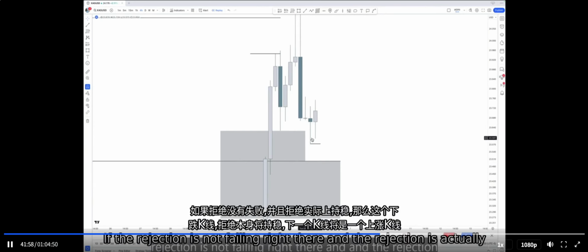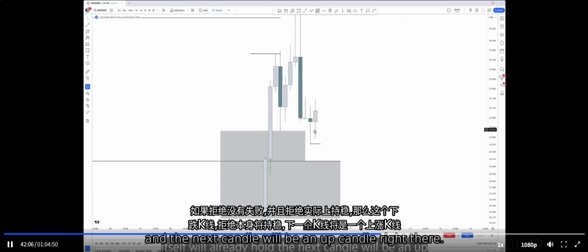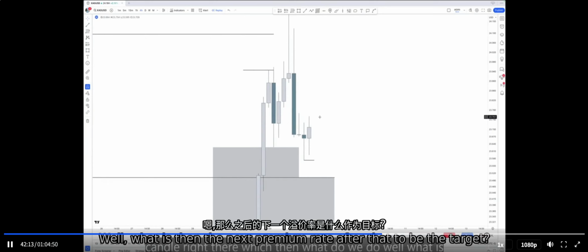Then we can say we are heading lower. If the rejection is not failing right there and the rejection is actually holding, then this down candle, the rejection in itself, will already hold, and the next candle will be an up candle right there. Which then, what do we do? Well, what is then the next premium array after that to be the target?